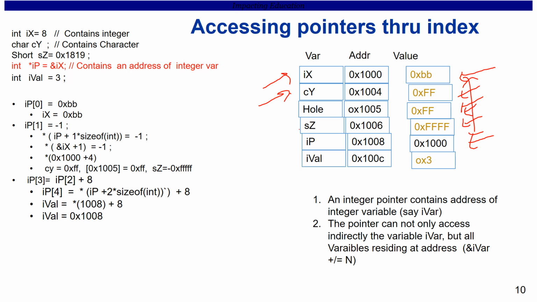Now IP of 3 equals IP of 2 plus 8. IP of 2 is what? IP of 2 would be the integer sitting at address 1008, plus 8. The integer sitting at 1008 has the value 1000. To that you're adding 8, so that becomes 1008, and you're writing that to IP of 3, and IP of 3 is nothing but IVAL. As a result of this, IVAL becomes 1008.